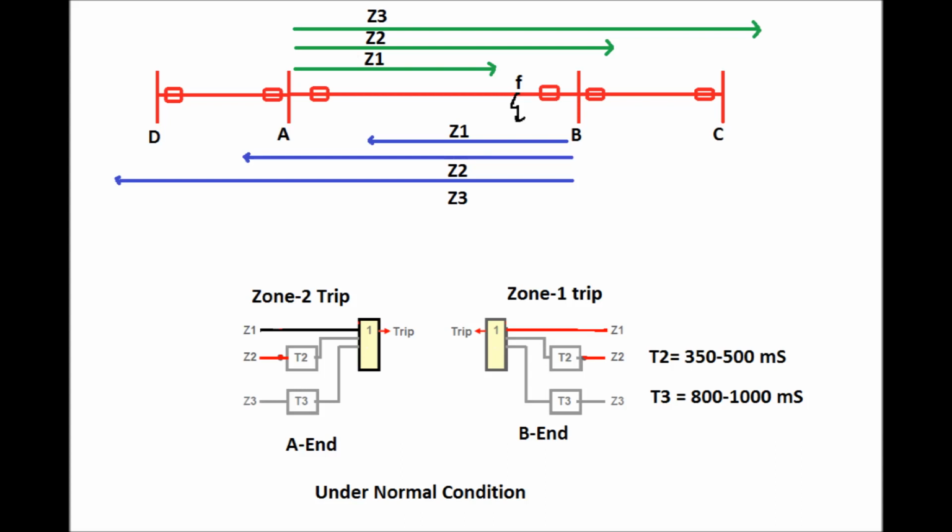Here the fault occurs at point F at a distance from substation A end in the zone 2 location. Again from substation B end it is located in zone 1. So the tripping logic has been shown for the relay at substation B end: it will trip at zone 1 time. Timers T1, T2 and T3 are the timers for zone 1, zone 2 and zone 3. Timer T2 is of the value of 350 to 500 millisecond, and the value of timer T3 is 800 to 1000 millisecond, that is 0.8 to 1 second. So since the fault occurs in zone 2 location from substation A end, after the T2 time it will trip the circuit breaker. So in order to avoid this time delay, the PUTT scheme, that is the permissive underreach transfer trip scheme, is employed in distance relay.